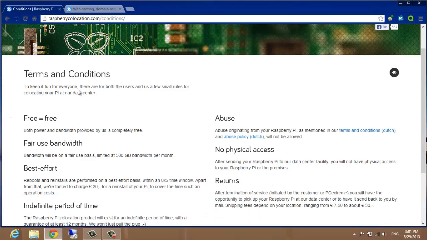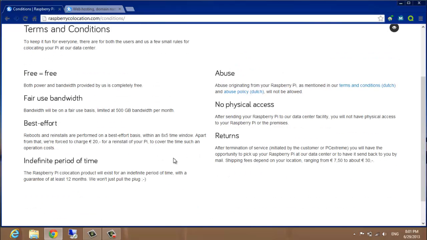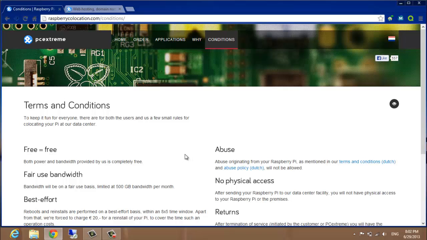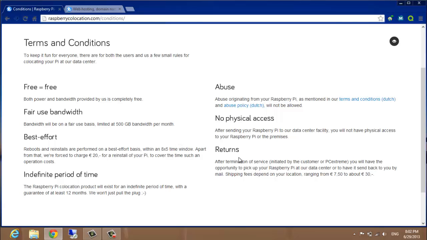So, some terms and conditions, obviously fair use, bandwidth, abuse. I haven't looked at the terms and conditions, but it's obviously something you need to look at in depth if you want to do it. But they will send it back. Returns: after the termination of service, initiated by the customer or PCExtreme, you will have the opportunity to pick up your Raspberry Pi at their data center or to have it sent back to you by mail. Shipping fees depend on your location, ranging from 7 euros to 30 euros. So you can get it back whenever you want.